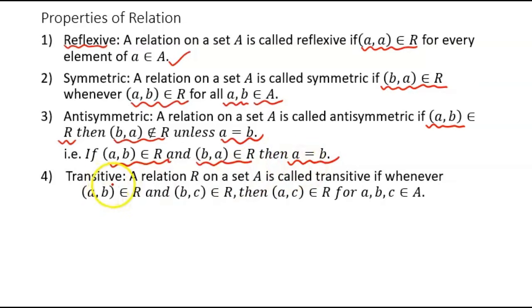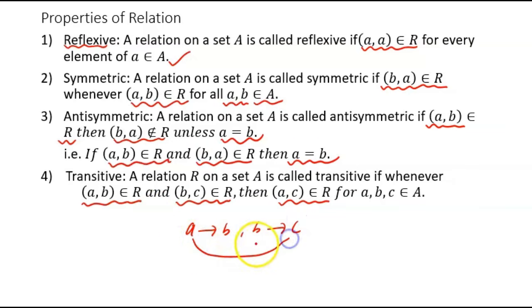Okay, and finally let us define the transitive relation. How do you define the transitive relation? A relation R on a set A is called transitive if whenever A comma B is in R and B comma C is in R, then A comma C should be in R, right? And this should be true for all A, B, C in the set A. It means that A is related to B, and if B is related to C, then A should be related to C. So reflexive, symmetric, antisymmetric and transitive, these four kinds of relations we have defined.